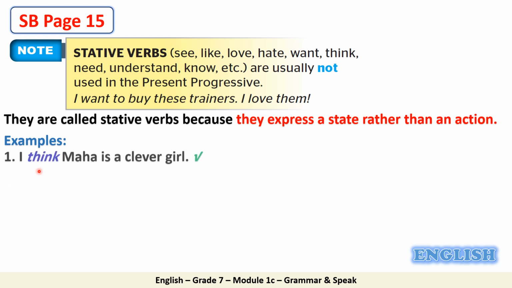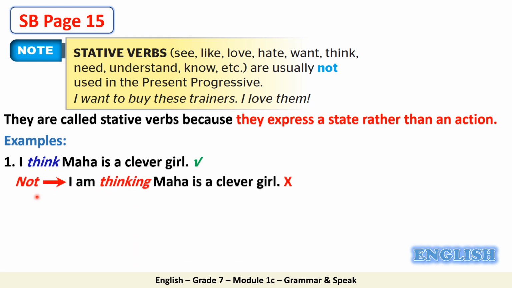Examples. I think Maha is a clever girl. I think. Not I'm thinking Maha is a clever girl. This sentence is wrong because the verb think is one of the stative verbs and it cannot be used in the present progressive.